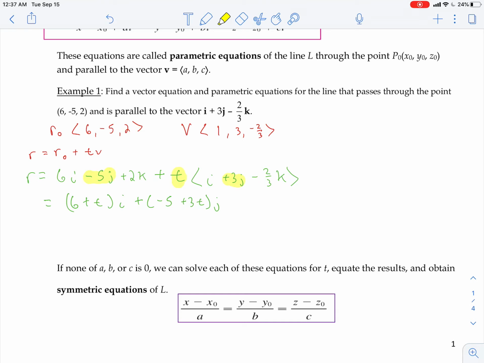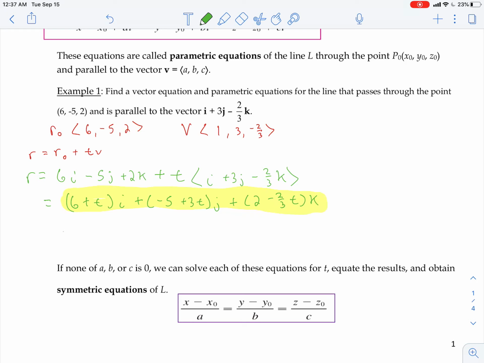And I can't forget, I have to distribute that t. And that's how I'm getting negative 5 plus 3t. And then plus, now my component with k is 2 minus 2/3 t. Okay, and again, both answers will work, but this one's just a little bit more simplified. It has all the components tied together. But again, the first equation works for the vector equation.